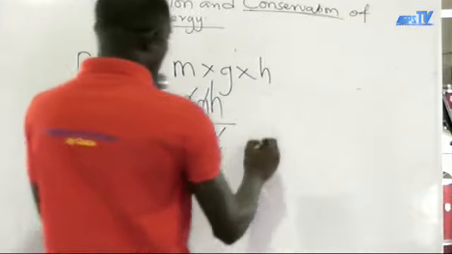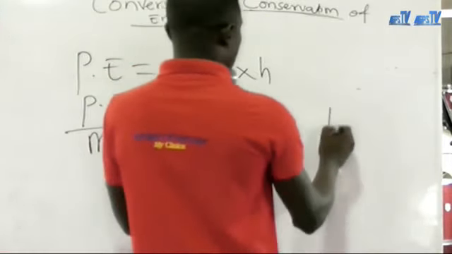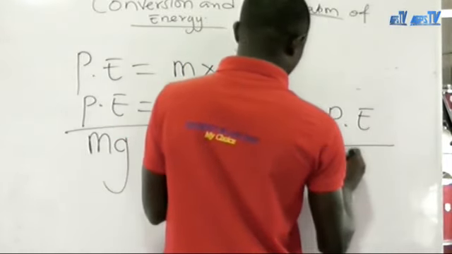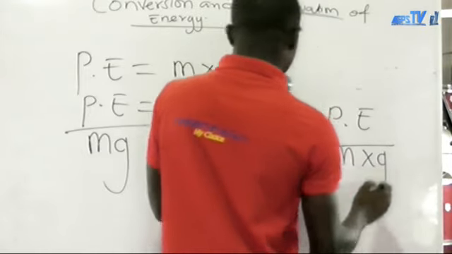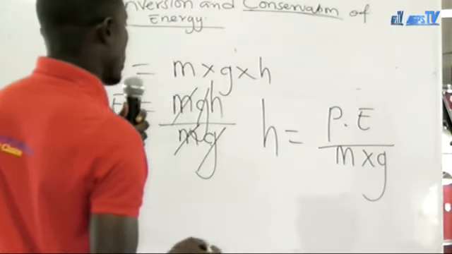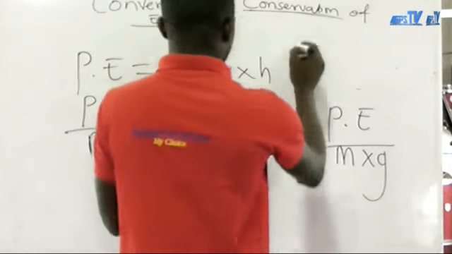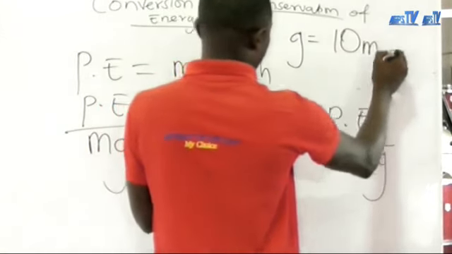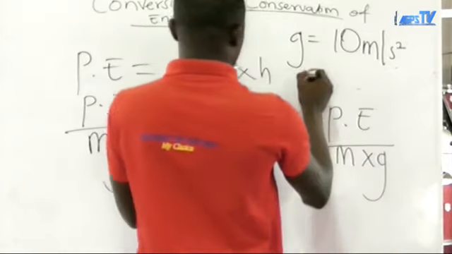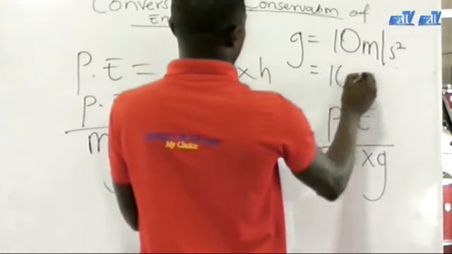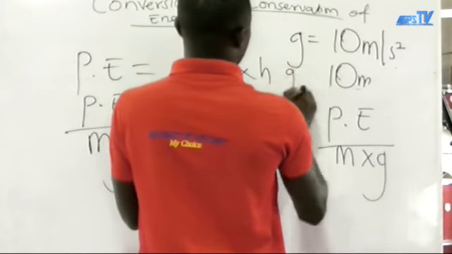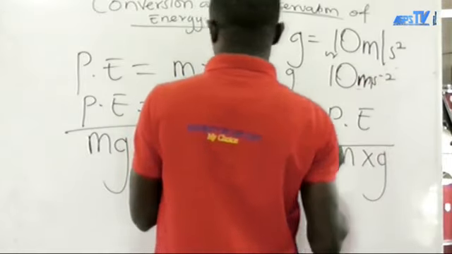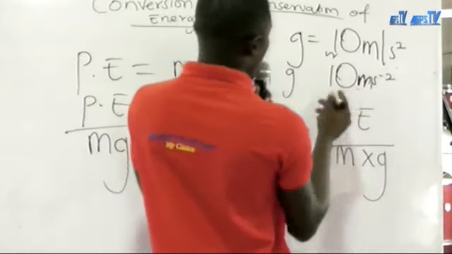So our h is equal to potential energy out of mass times the gravity. But don't forget that the gravity is always constant. The gravity is 10 meters per second square. Or you can also write it in this form, m/s². This one is the unit for the gravity. So this gravity is always constant.